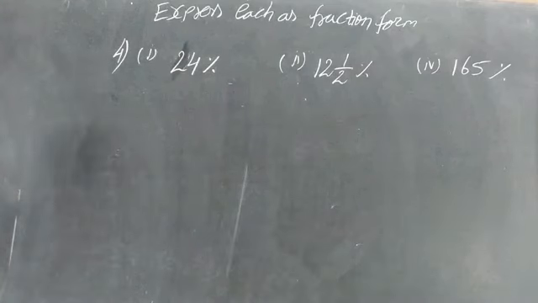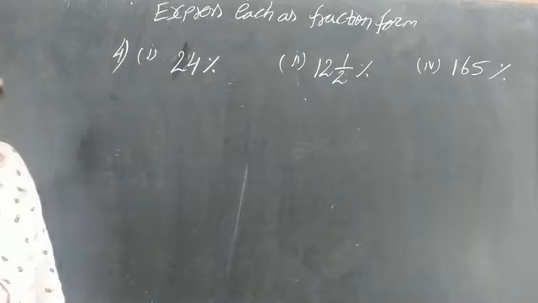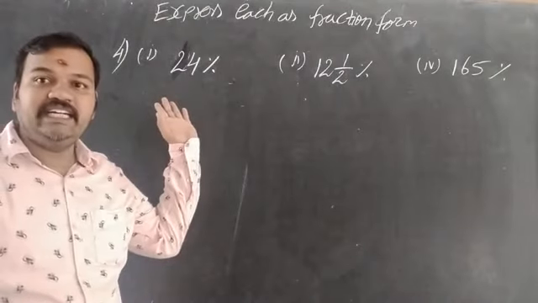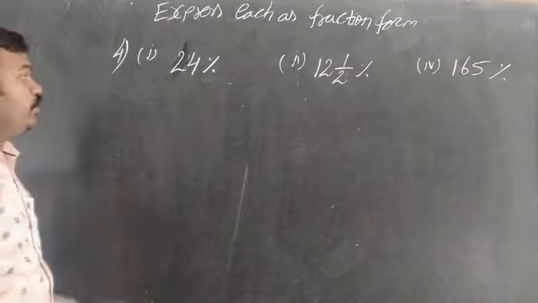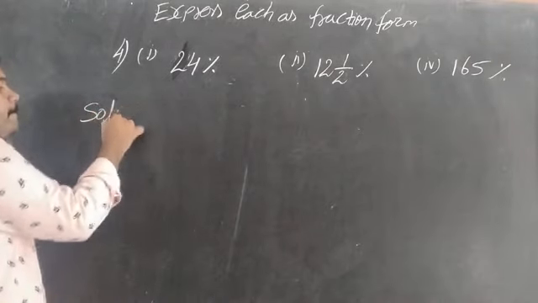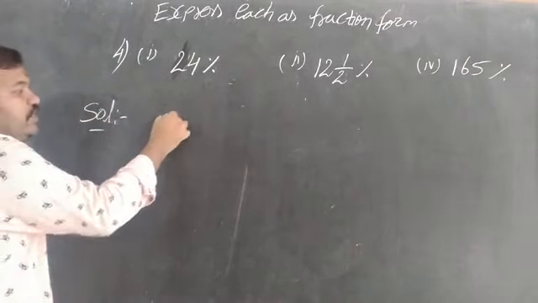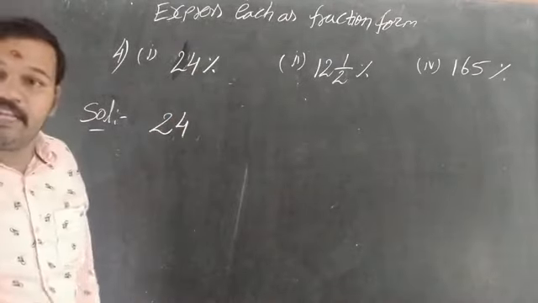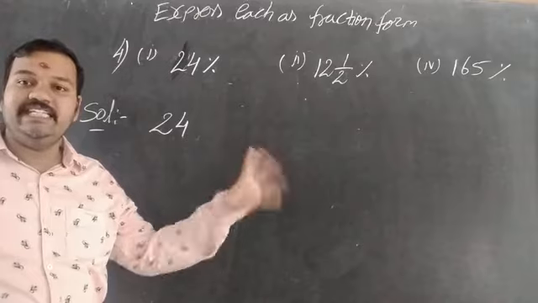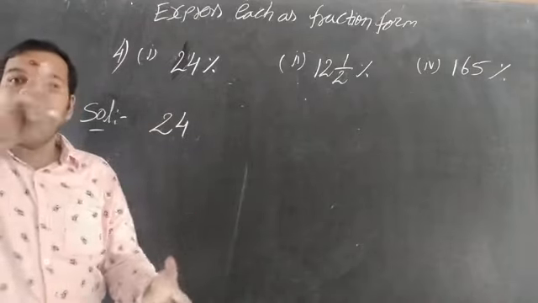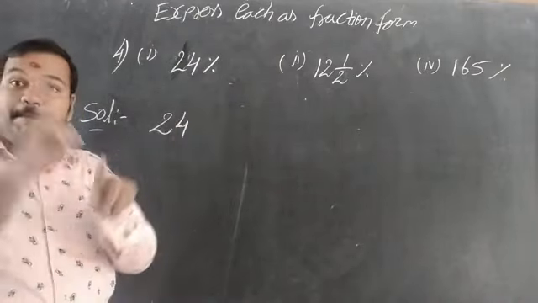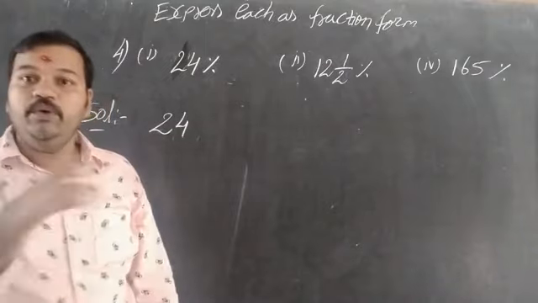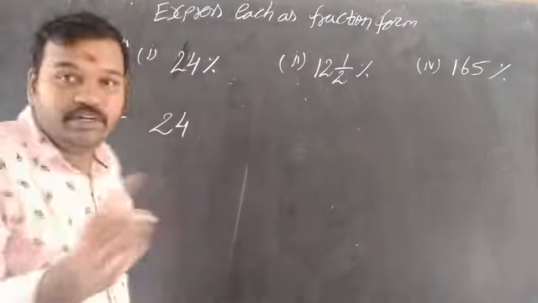okay, next sum is express each as fraction form. This is given in the form of percentage, they are asking in the form of fraction. So we are changing the form. 24 percentage. First write the 24. The percentage symbol is there. In the previous sum, percentage was not given, so we multiplied with 100. Already it is given with the percentage symbol, so what we have to do? We have to divide.